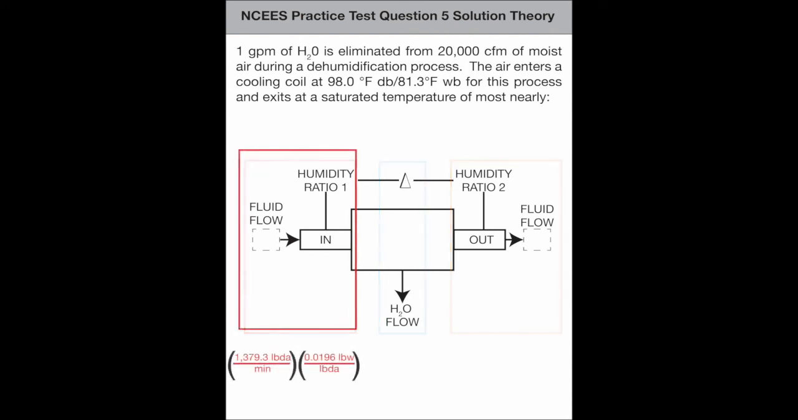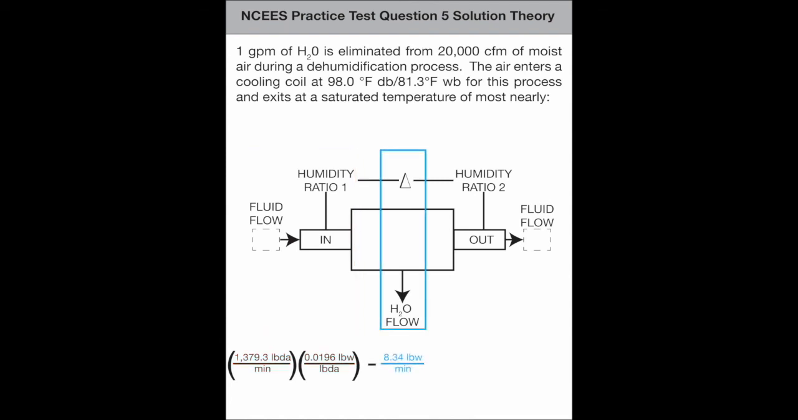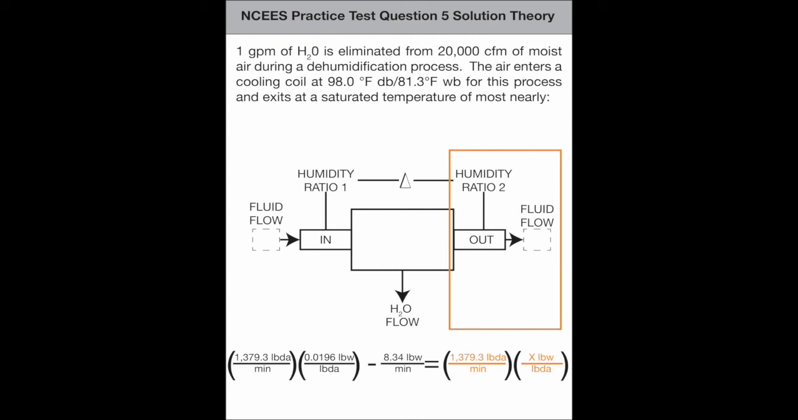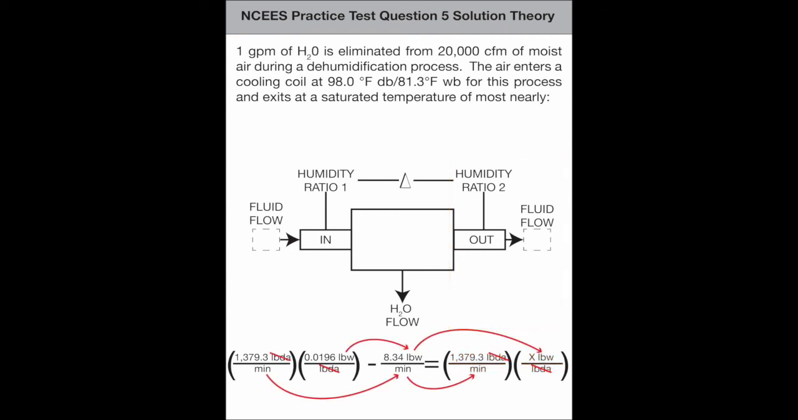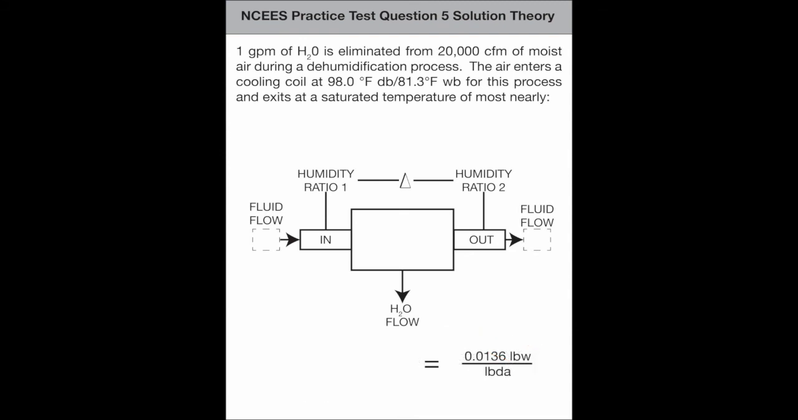The inlet flow rate of 1,379.3 pounds of dry air per minute times 0.0196 pounds of water to pounds of dry air minus the water extraction rate of 8.34 pounds of water per minute equals the outlet flow rate of 1,379.3 pounds of dry air per minute times the unknown humidity ratio. Confirm unit cancellations and do the simple algebra, and the solution is 0.0136 pounds water per pounds dry air.